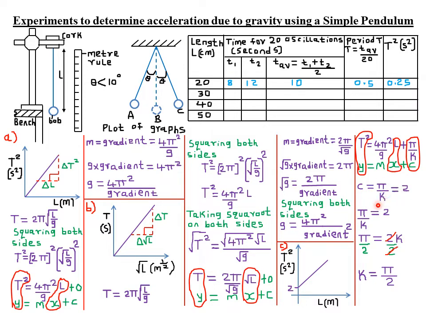Therefore, if you want to find the value of k, you simply multiply both sides by k. So pi over k is equal to 2. If I multiply both sides by k, I'll have 2k is equal to pi. Then I divide both sides by 2, so that 2 over 2 cancels out, and I remain with pi over 2. Therefore, k will be equal to pi over 2. If you are given the value of pi, of course, you substitute the value of pi.